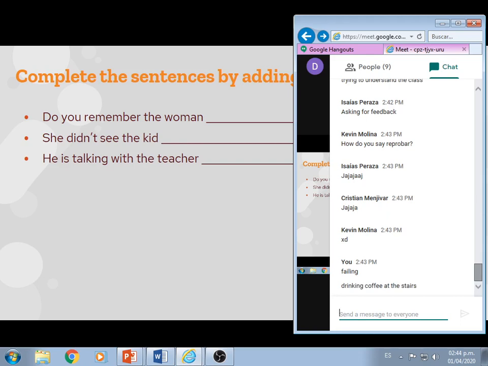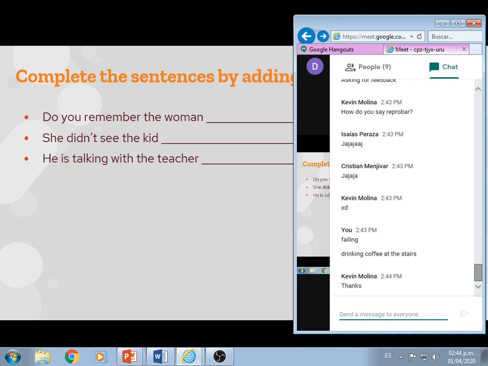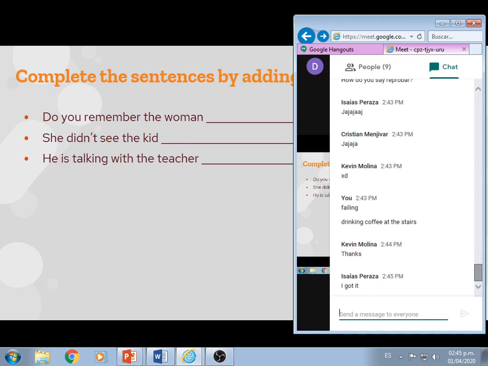So he's talking with a teacher drinking coffee at the stairs. Okay? So remember that the ing form is about the action of the last thing we're talking about. So here we're giving more information, not about the guy that is talking with the teacher, but about the teacher. He's talking with the teacher, and what activity the teacher is doing in here. So drinking coffee, maybe eating lunch at the cafeteria. Okay, so he is talking with the teacher.